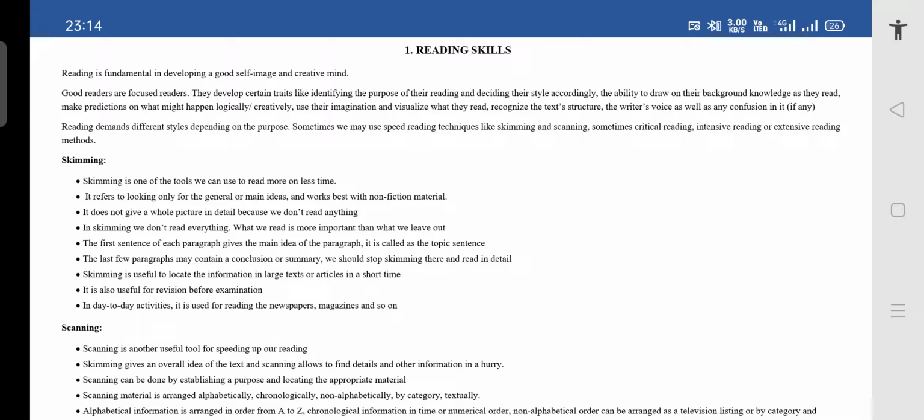Reading demands different styles depending on the purpose. Sometimes we may use speed reading techniques like skimming and scanning. Sometimes critical reading, intensive reading, or extensive reading methods.